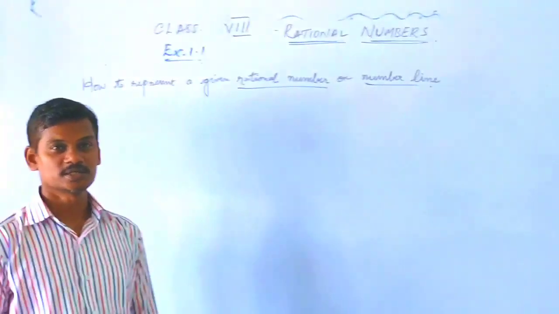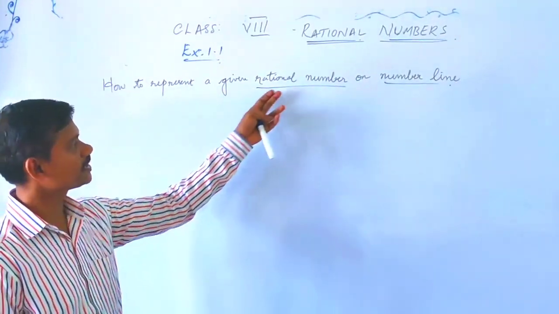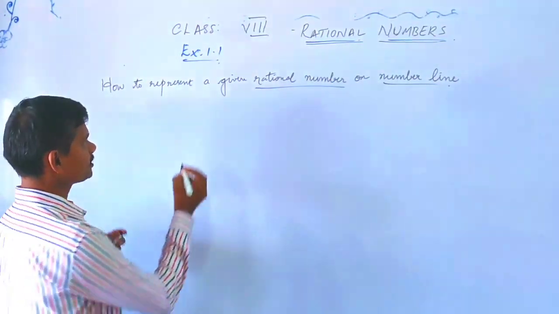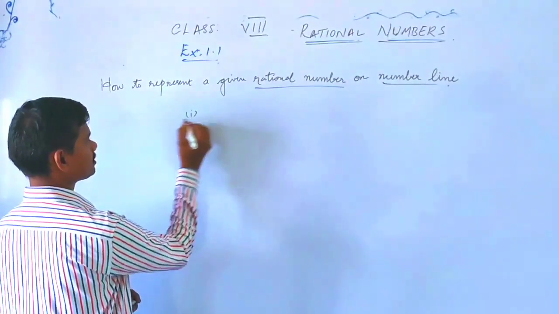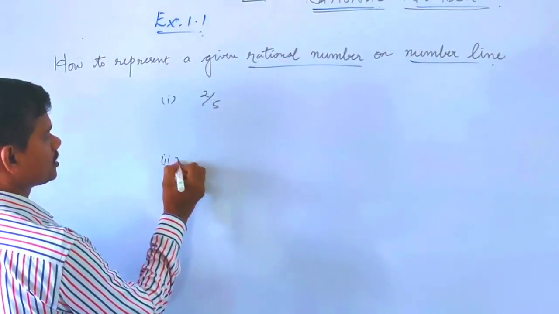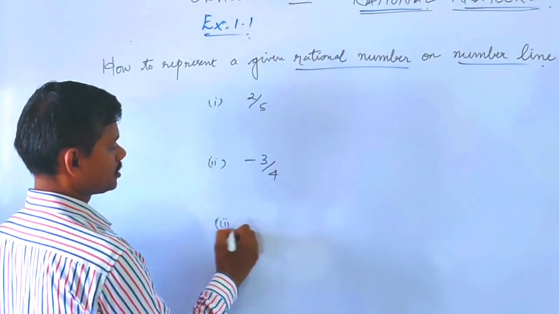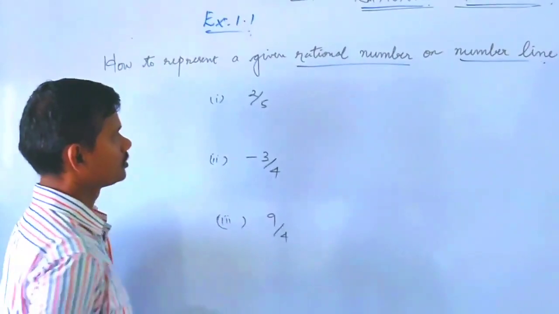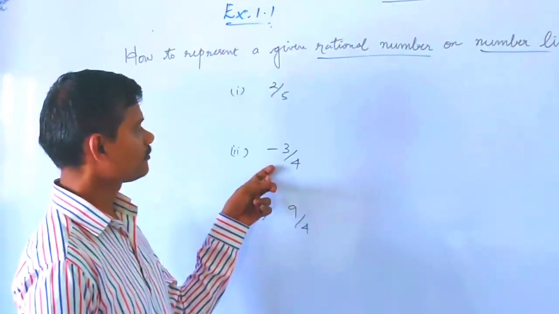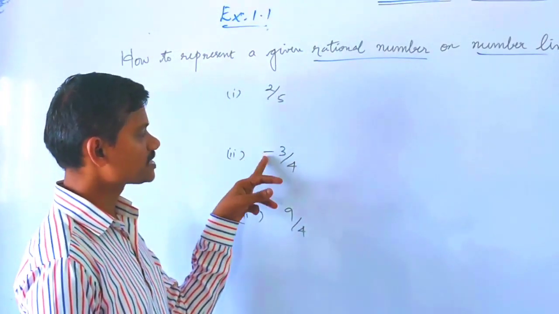Okay, the next concept: we will find how to represent a rational number on a number line. For that I am going to take three examples. The first one is 2 by 5. The second one is minus 3 by 4. Then the third one is 9 by 4. Okay, look at these three numbers. These two are proper fractions. So this is proper, and this is proper as well as negative.